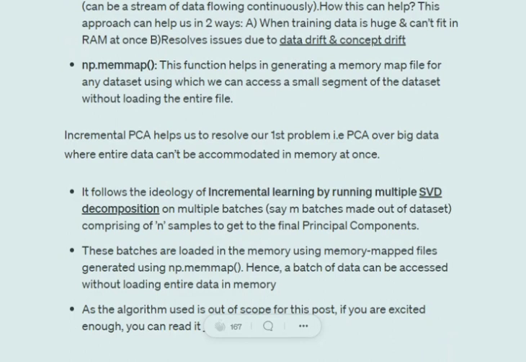How are we generating these multiple batches? Using the np.memmap function that we discussed earlier. So we'll have mappings in memory for all these small chunks of the data set, and eventually we'll run SVD decomposition on all these batches of the data set. Hence we won't be loading the whole data set together, but we will be calculating SVD on each of these multiple batches. As it is out of the scope of this vlog, I'm just trying to give an idea about what incremental PCA does.